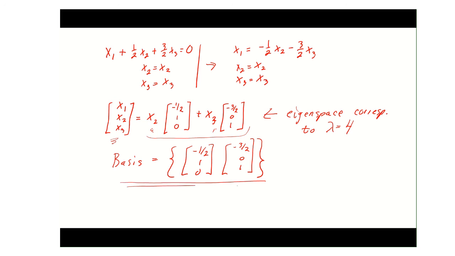This is an example where, unlike the other examples we have seen, you have an eigenspace with multiple vectors in the basis. We're going to be talking about things like this, how many vectors are in the basis for your eigenspace, over the next couple of lectures.